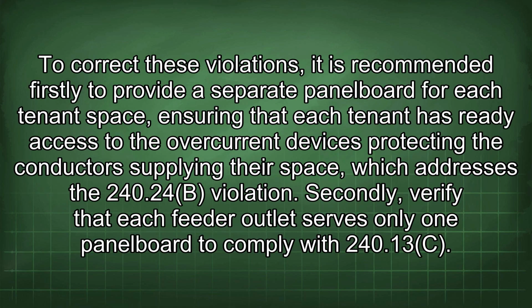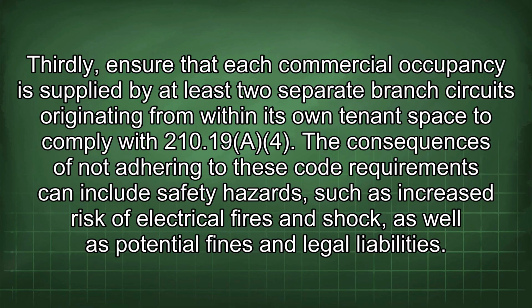To correct these violations, it is recommended firstly to provide a separate panel board for each tenant space, ensuring that each tenant has ready access to the overcurrent devices protecting the conductors supplying the space, which addresses the 240.24(B) violation. Secondly, verify that each feeder outlet serves only one panel board to comply with 240.13(C). Thirdly, ensure that each commercial occupancy is supplied by at least 2 separate branch circuits originating from within its own tenant space to comply with 210.19(A).